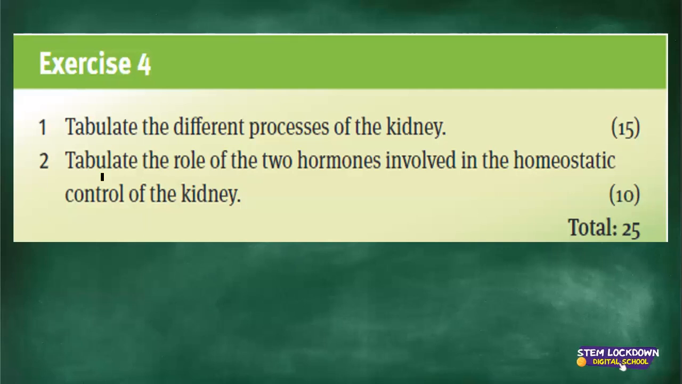Question 2. Tabulate the role of the two hormones involved in the homeostatic control of the kidney. So before I show you the answer there, tell me anything you know about the hormones involved in homeostatic control of the kidney. You can start by telling me their names, and then you can move on to telling me anything at all that you know about these hormones. You can type in the chat box, or you can raise your hand and we'll give you a chance to speak. Either option, but just tell me.